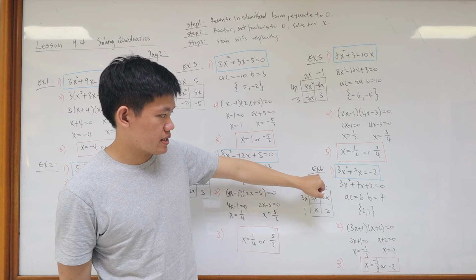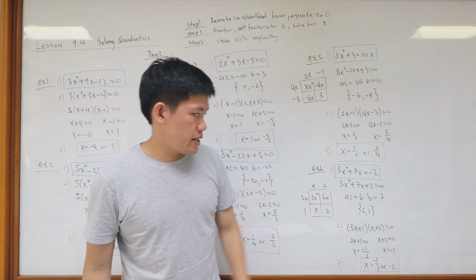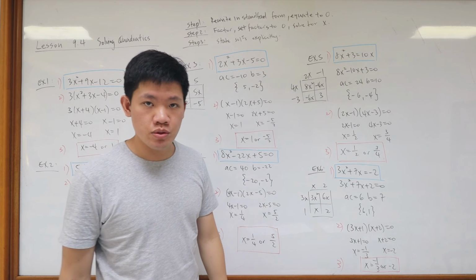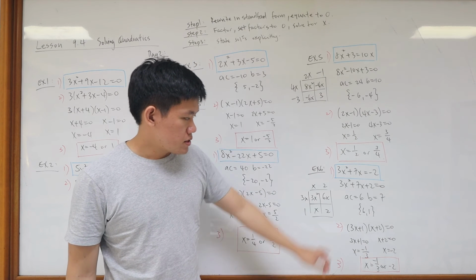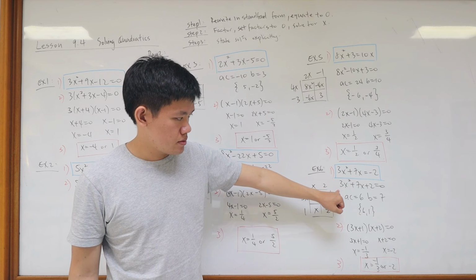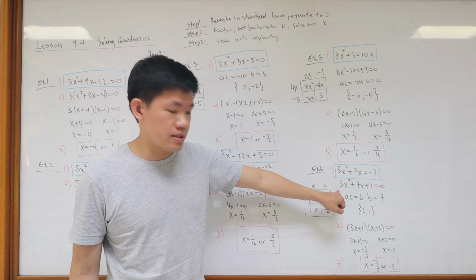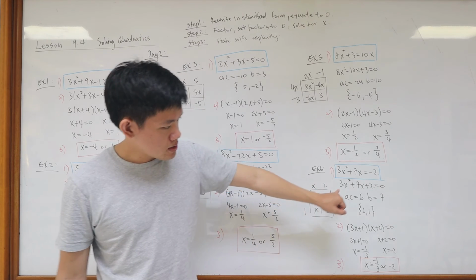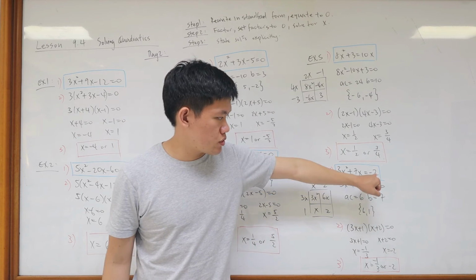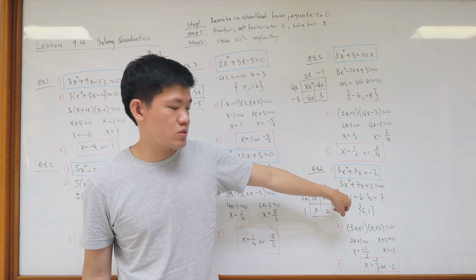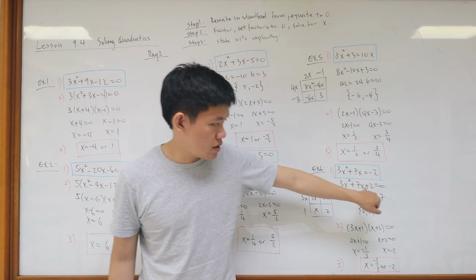Example number 6: 3x squared plus 7x is equal to negative 2. Let's go look at this. Let's rewrite this in standard form and equate it to 0. In that case, we're going to move the 2 to the other side. So 3x squared plus 7x plus 2 is equal to 0. So it's in standard form, equal to 0.